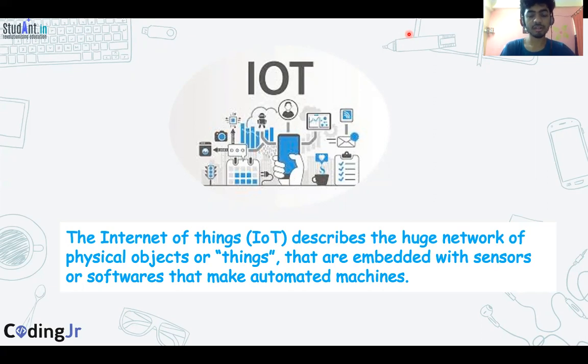Usually these IoT devices are embedded with sensors or software. So what are sensors? Sensors are nothing but, take the example of your body. What are the five sense organs of our body? Yes, the five sense organs are eyes. With our eyes, we can see our surroundings. The other one is ears. Through ears, we can hear, right?